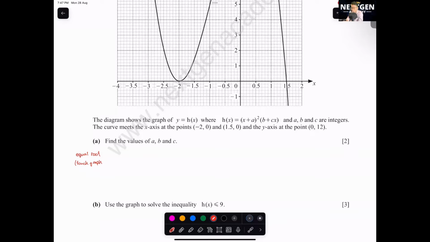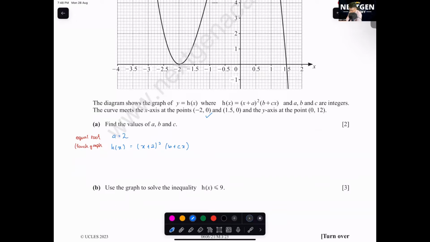Therefore, a will be equal to 2. The equal root needs to be in the bracket with the square. This is the first thing that we need to know. So h(x) = (x + 2)² (b + cx). Then that means we have used this point already.